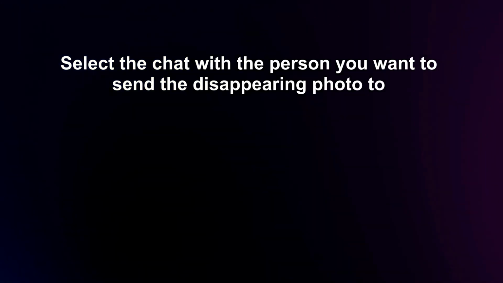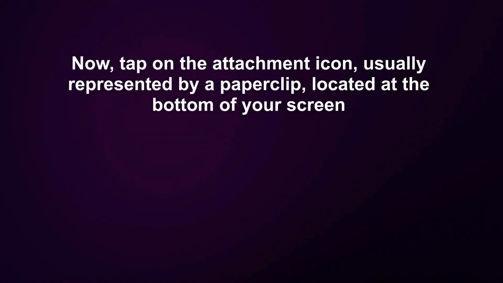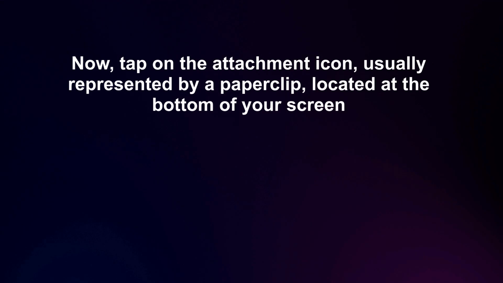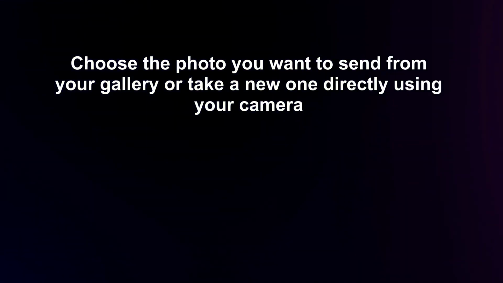Select the chat with the person you want to send the disappearing photo to. Now, tap on the attachment icon, usually represented by a paperclip, located at the bottom of your screen. Choose the photo you want to send from your gallery or take a new one directly using your camera.